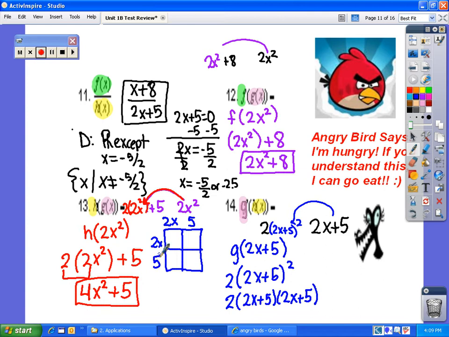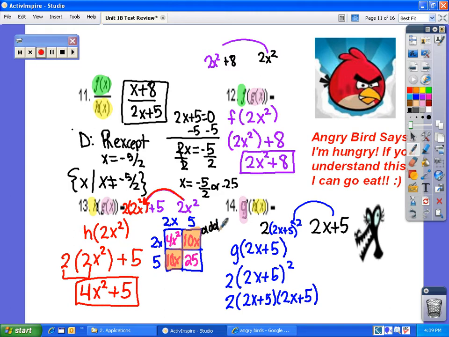So for the first box, I have 2x times 2x, that's 4x, and there's 2 x's there, so squared. 2 times 5 is 10 with an x. 5 times 2 is 10 with an x. And 5 times 5 is 25. Look for the like terms, and in this case, these are like terms. Nothing else is a like term, so I'm going to add these two together.